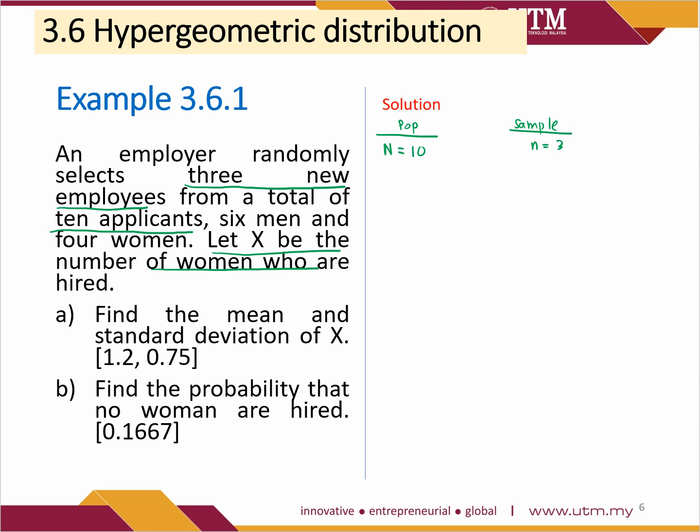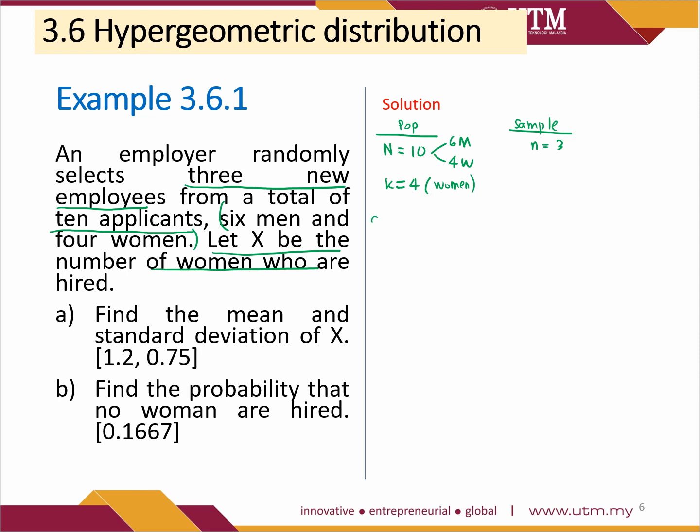So we have to find the mean and standard deviation of X and find the probability that no women are hired. So now, from this population N equals 10, we have 6 and 4, given this is 6 men, and here we have 4 are our women. So X be the number of women who are hired. So this is our number of success, where number of success is number of women. So K would be equal to 4. So this is women getting hired.